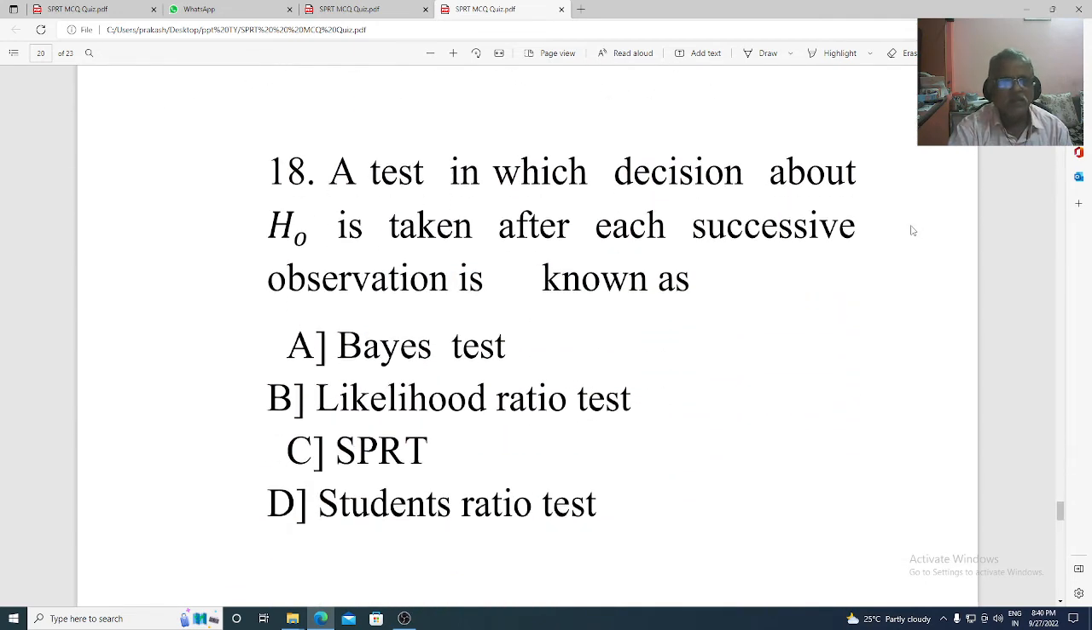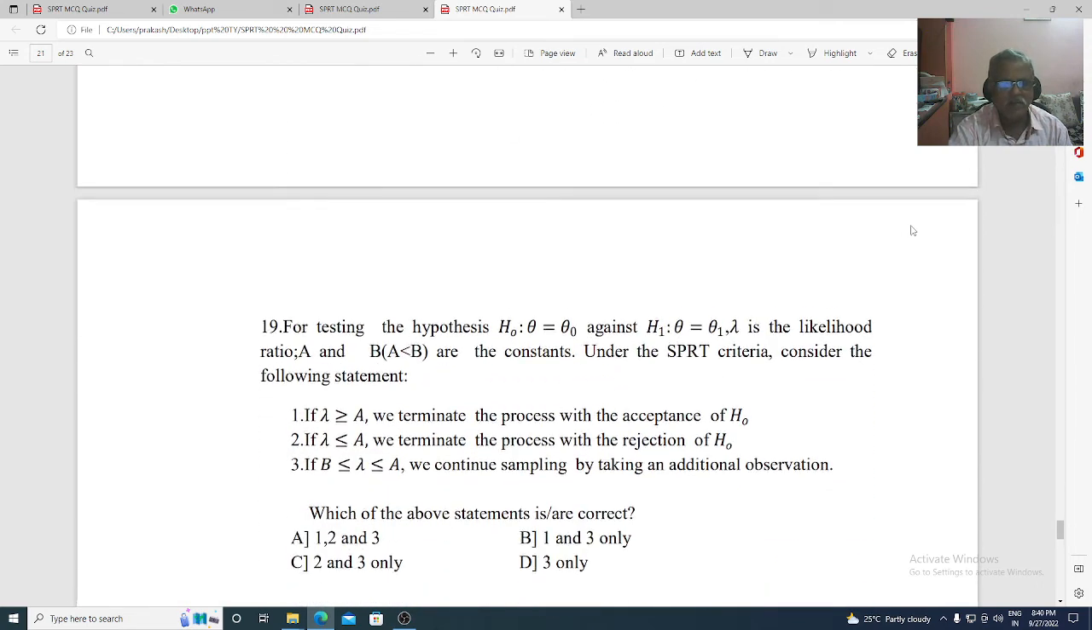Question number 18. A test in which the decision about H naught is taken after each successive observation is known as option A, Bayes test, option B, likelihood ratio test, option C, SPRT, and option D, student ratio test. The correct option is option C, SPRT.